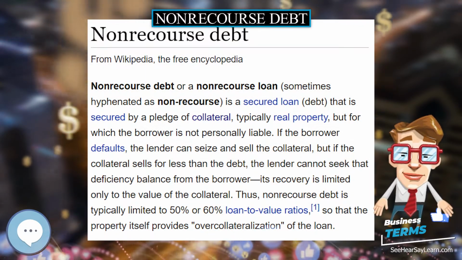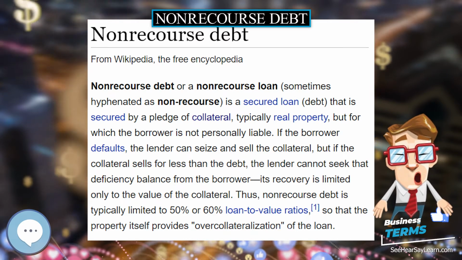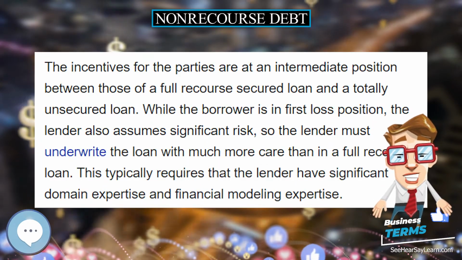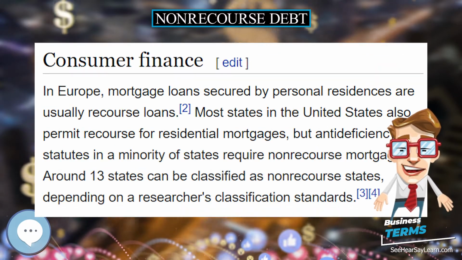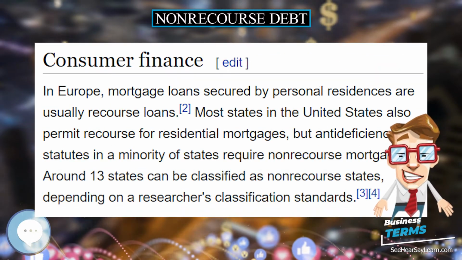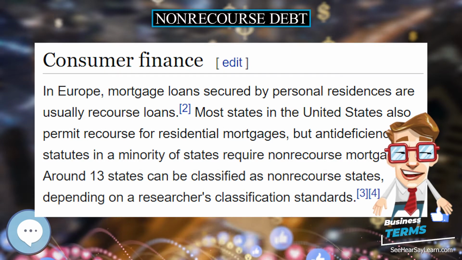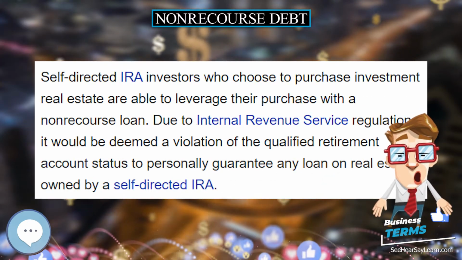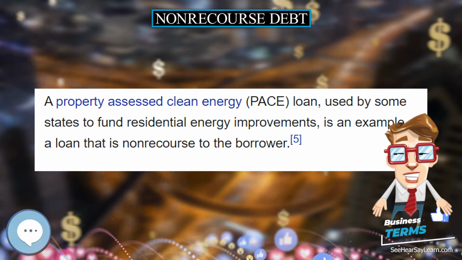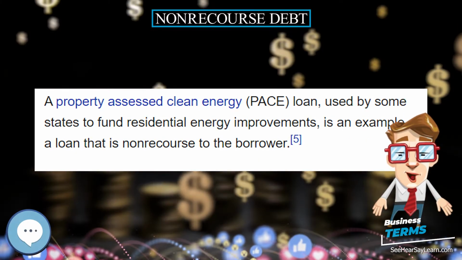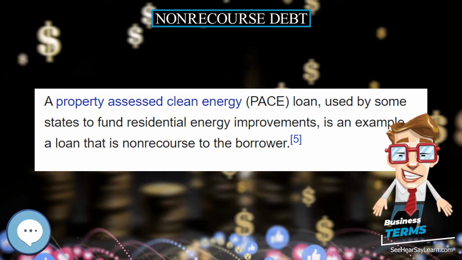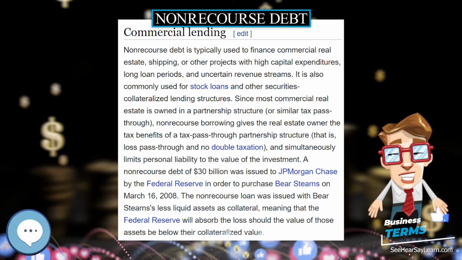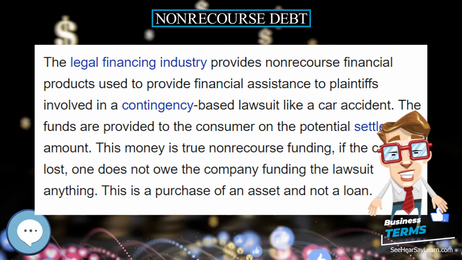Non-recourse debt. Non-recourse debt, or a non-recourse loan, sometimes hyphenated as nonrecourse, is a secured loan that is secured by a pledge of collateral, typically real property, but for which the borrower is not personally liable. If the borrower defaults, the lender can seize and sell the collateral, but if the collateral sells for less than the debt, the lender cannot seek that deficiency balance from the borrower.